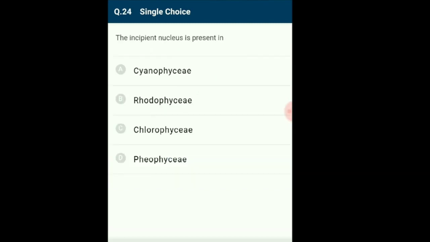Question number 24. The incipient nucleus is present in. Cyanobacteria belong to Myxophyceae and are known as blue-green algae. They are photosynthetic organisms having chlorophyll similar to higher plants. Unlike other bacteria, they carry out oxygenic photosynthesis as they are capable of utilizing water as a source of hydrogen in photosynthesis. These cyanobacteria consist of an incipient nucleus, which is a nucleoid or primitive nucleus disposed in the cytoplasm. So the answer for this question is option A, Cyanophyceae.